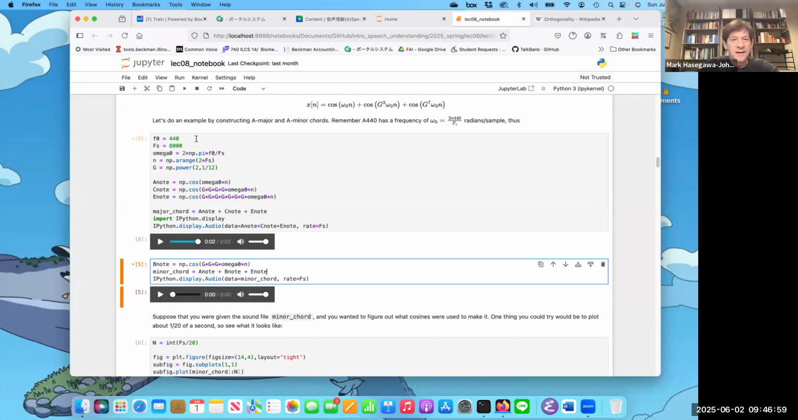And then let's play the minor chord. So again, let me play each of those components separately. Here's the A note. Here's the B note. And here's the E note. And then let me play them all together.